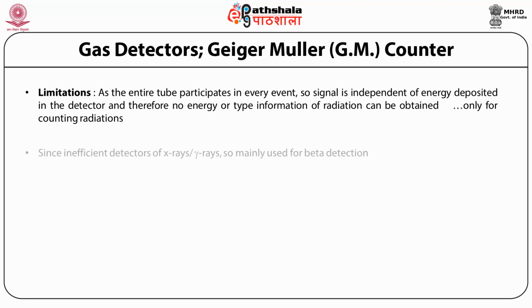The second limitation is that they are inefficient detectors of X-rays and gamma rays, so they are mainly used for beta detection.